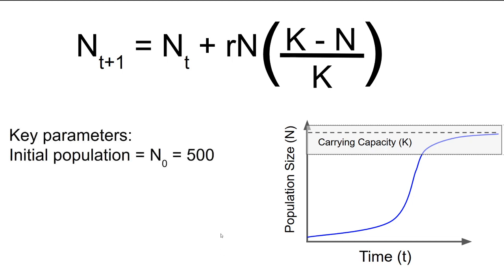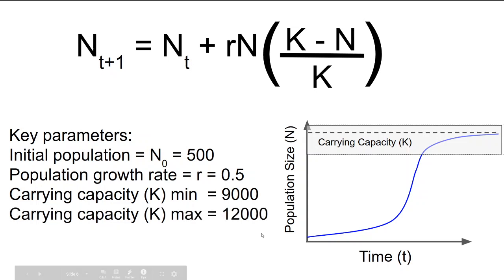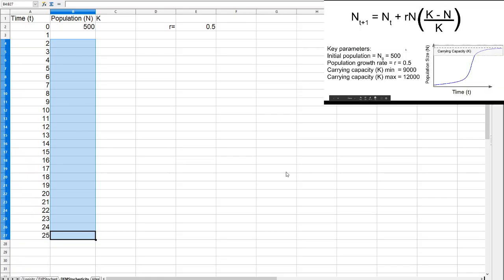So we're going to work with a population that has a few basic parameters. We're going to start our initial population out at 500 individuals. The intrinsic growth rate is 0.5. We're going to give it a minimum carrying capacity of 9,000 individuals and a maximum carrying capacity of 12,000 individuals. All right. So let's switch over. We'll make this a tiny part of our screen, and then we'll focus on the spreadsheet from here.